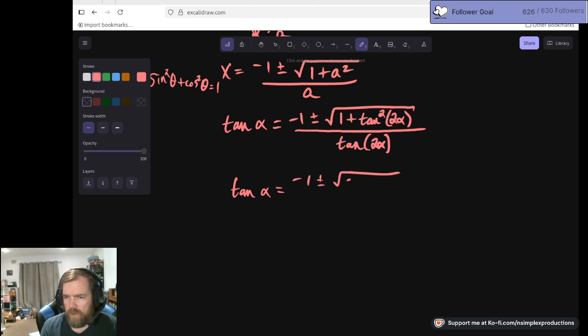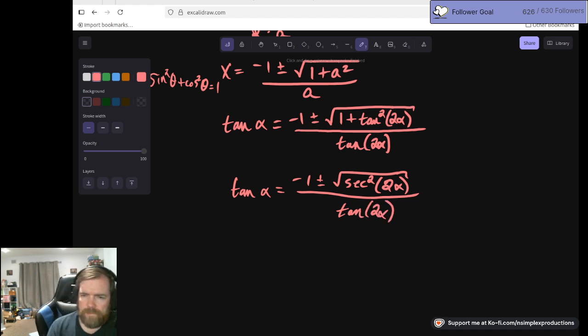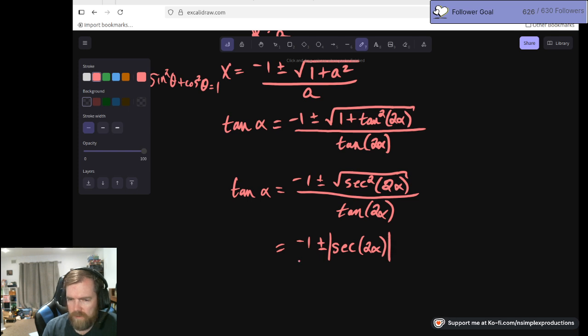So now that we have this, we can actually say that this square root in the numerator becomes secant squared of 2 alpha, all over tangent of 2 alpha. Negative 1 plus or minus secant, technically, that should be the absolute value, of 2 alpha, all over tangent of 2 alpha.